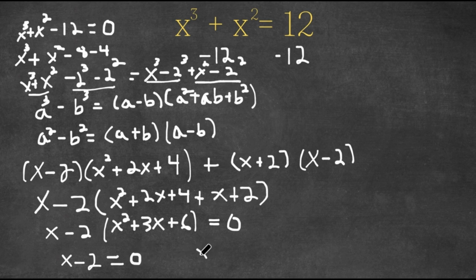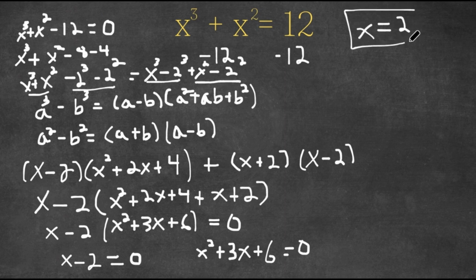And x squared plus 3x plus 6 equals 0. So for x minus 2 equals 0, we simply add 2 on both sides. So we get x equals 2. So this is one solution.